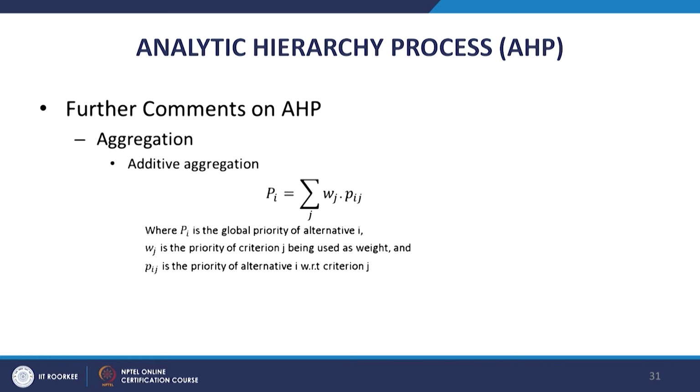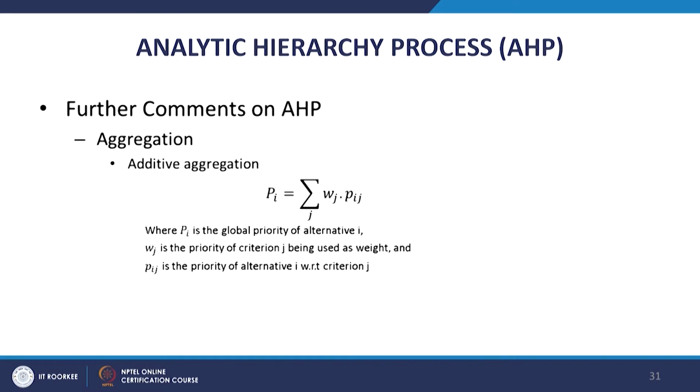Now we will come to the next part, that is aggregation. Once the criteria priorities and alternative priorities have been computed, we can go ahead and compute global priorities. That is referred to here as aggregation, and that is why AHP is also considered part of aggregation methods.